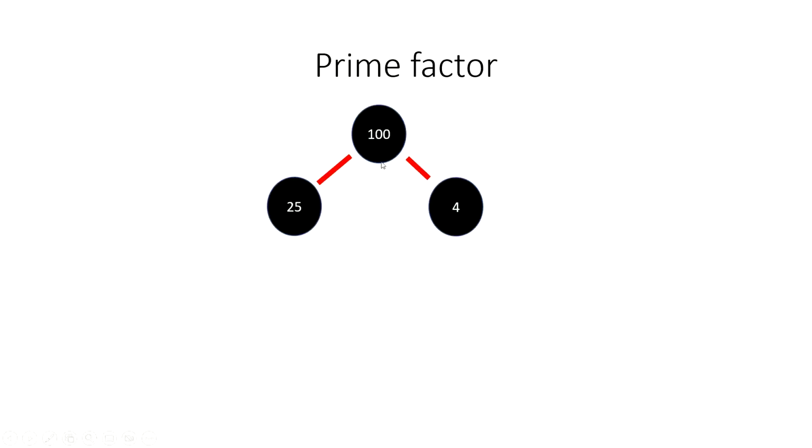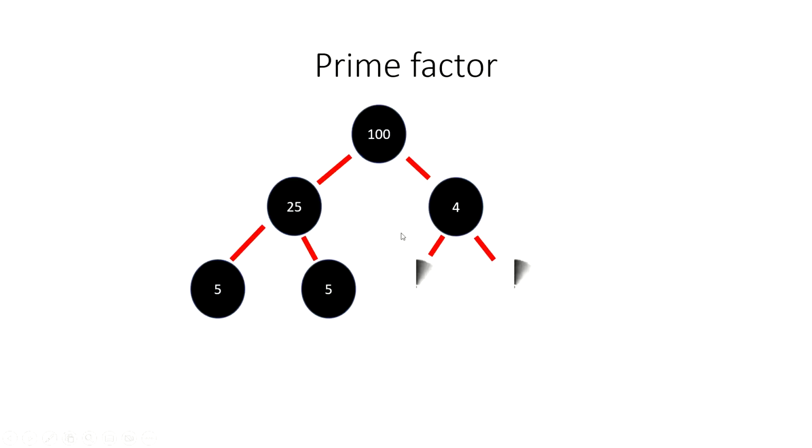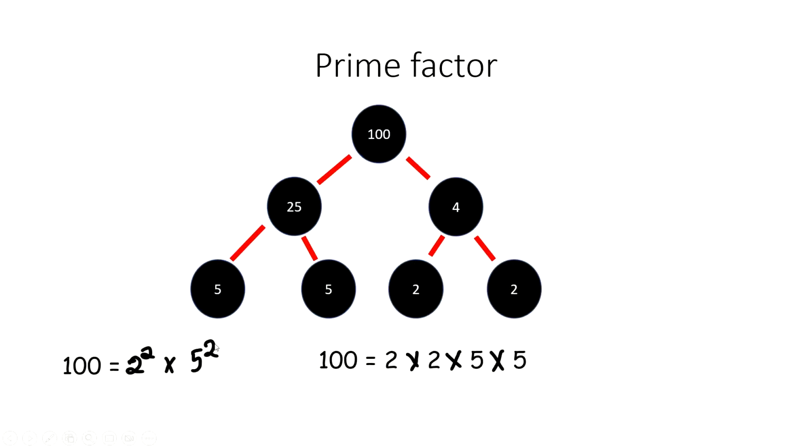So then 25 would go lower into 5 and 5. Then 4, a simple one, is 2 and 2. So then you can either put it in powers or you can list it out. Listing it out is just easier to read and understand, but when you put it in powers it's much quicker to write. It's your choice really what you use.